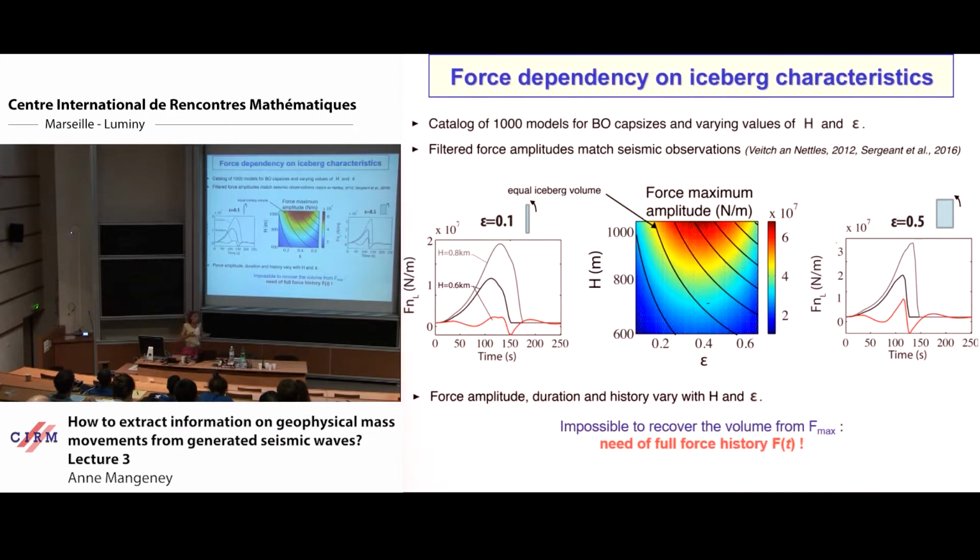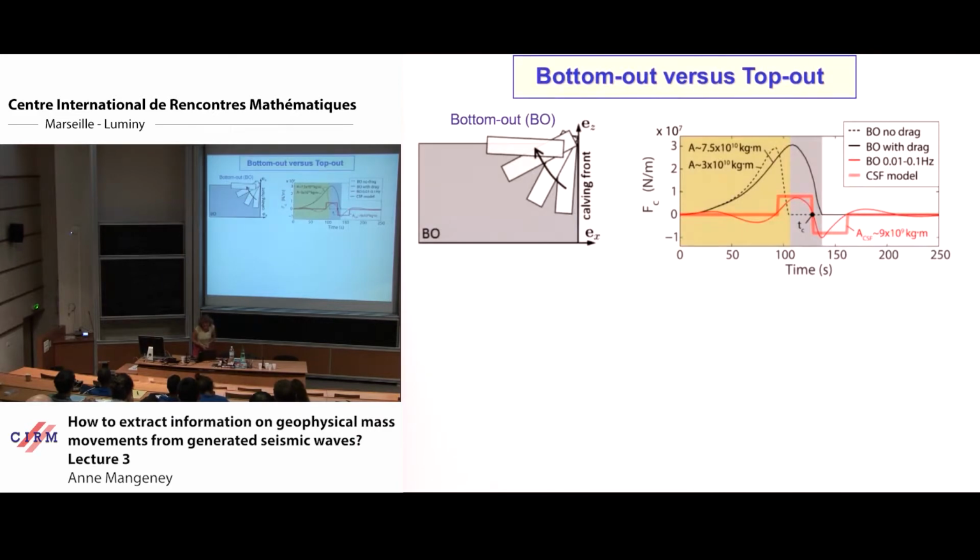So you have a small volume that has the same maximum force as a big one. It depends on everything, actually. So it's impossible to recover the volume from the maximum force. We need the full force history. So the full shape will encode the different parameters, as for landslides, actually.